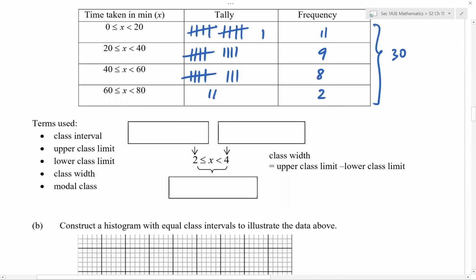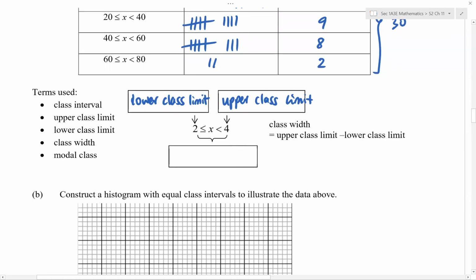So here we have upper class limits on the right-hand side, and we have our lower class limit. The bigger number will be the upper, the lower number will be the lower. The class width is our upper class limit minus the lower class limit. And this range over here, we call it the class interval.